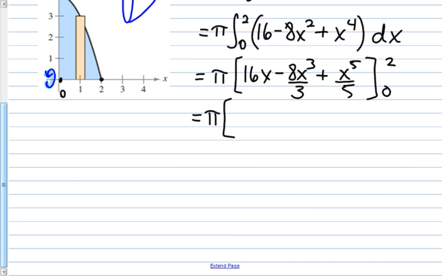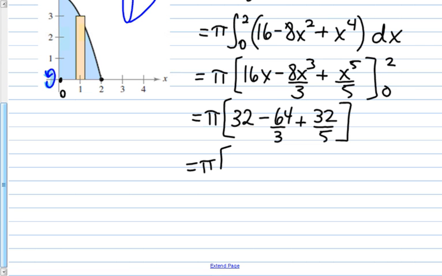So we're plugging in the 2. So 16 times 2, that's 32. And then plug in the 2 there. So 2 cubed is 8. 8 times 8 is 64. And then 2 to the 5th is 32 over 5. And then plug in the 0. I get 0 minus 0 plus 0. So that's irrelevant.